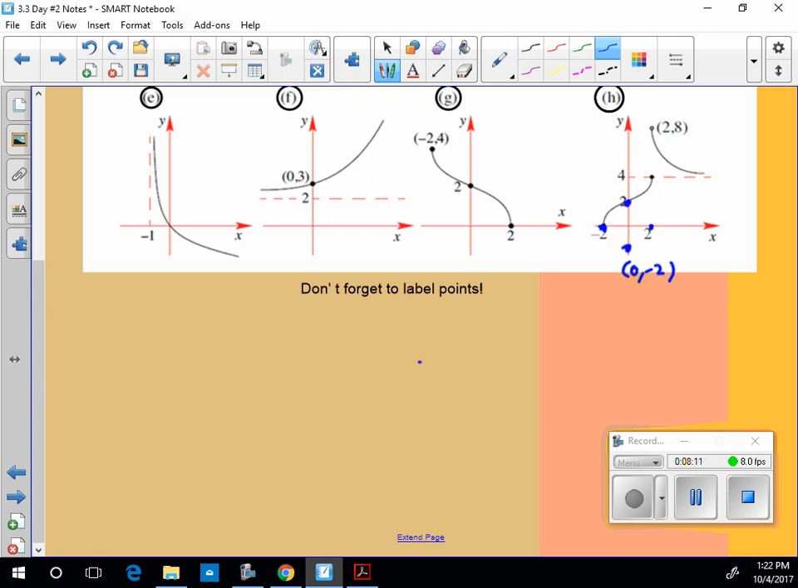So that's 2, 0. And this point here is 2, 4. So I'm going to go out to 4, 2. Okay, let me see if I can not screw this up. Decent?